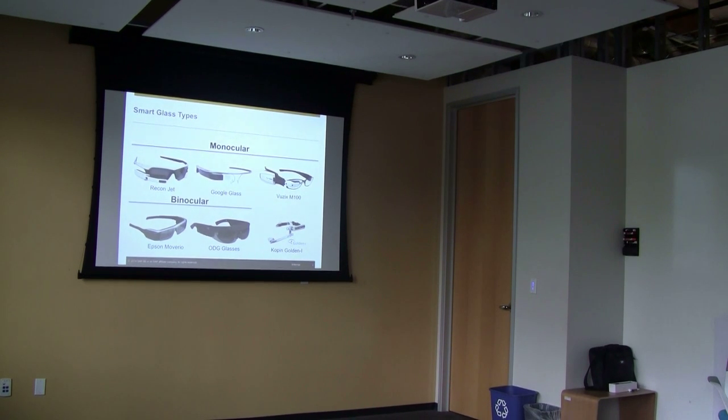Monocular is basically 1 eye at a time, and we found that in industries it's a lot safer to use 1 eye, right? Because it's not blocking your vision. You can have it below your line of sight. You're not going to walk into a pole or something like that.